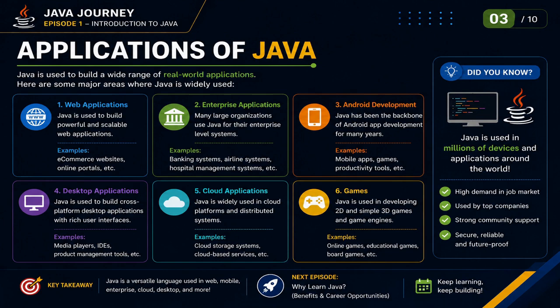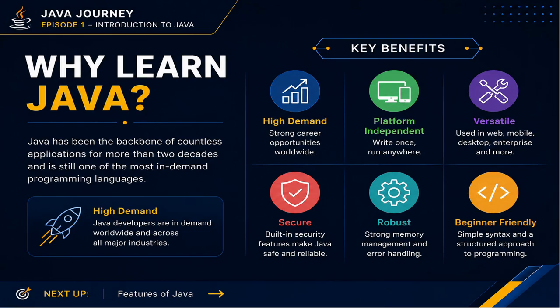So, why is Java popular? That is the question that comes to all our minds. Why is Java still so popular? There are many programming languages today, yet Java continues to survive strongly. The first reason is simplicity. Java syntax is beginner friendly compared to many low level languages. Second, Java is highly secure. This is why banks and enterprise companies trust Java.